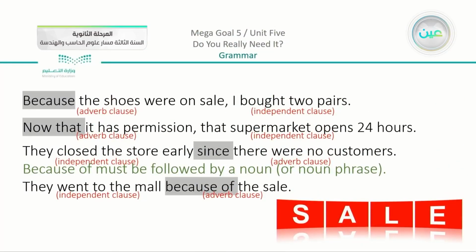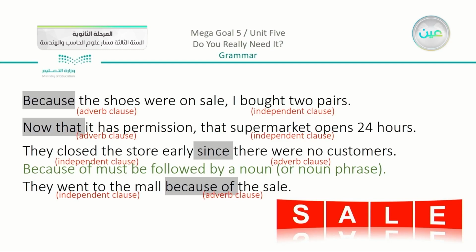Now here in these 4 examples, you can see that the highlighted part, in the gray, is our conjunction. You can see, "Because the shoes were on sale, I bought 2 pairs." Now if I say "because the shoes were on sale," and stop, there is no complete meaning. So this is the adverb clause or the dependent clause, and you have the independent clause, which is "I bought 2 pairs." So why did I buy 2 pairs? Because the shoes were on sale.